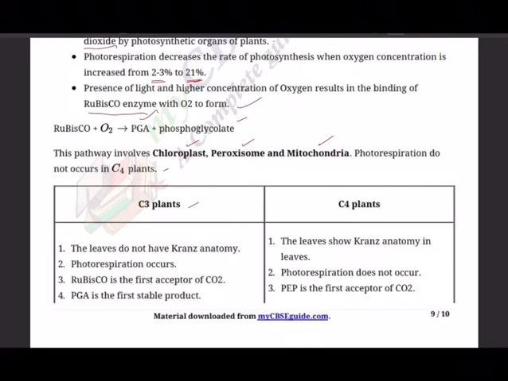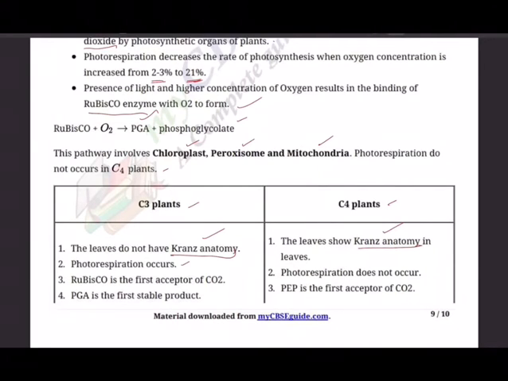Now what is the difference between C3 and C4 plants? For a layman, of course, all the plants are plants only. But for us, being biology students, we know that there are 2 types of plants based on the carbon. One is a C3 plant, another is C4 plants, based on whether it is a C3 compound or C4 compound which is formed. So C3 plants don't have any special anatomy. We said Kranz anatomy. We just now saw the picture also. Whereas in C4, there is a Kranz anatomy in the leaves.